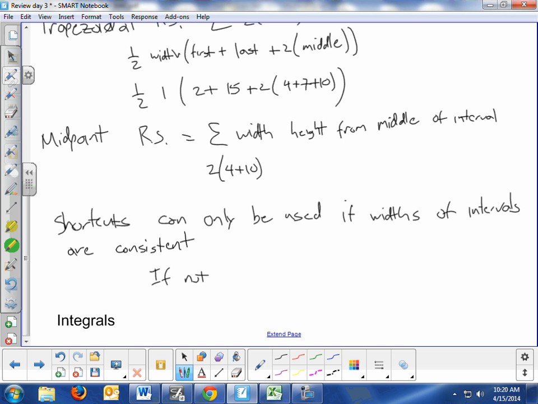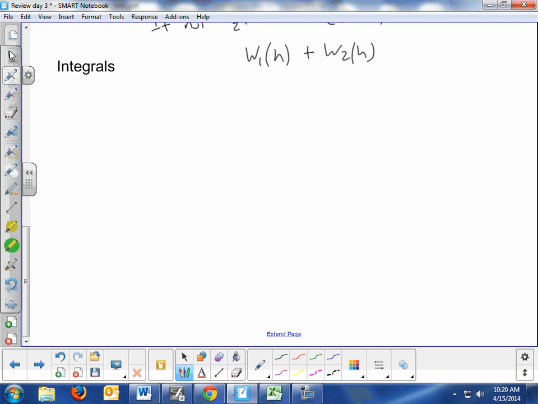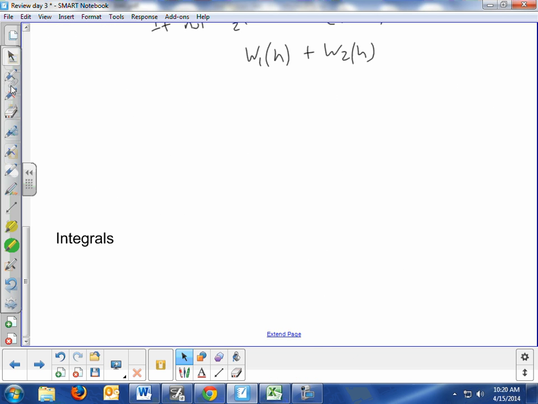you might have to do a bunch of 1/2 base 1 plus base 2 times heights for a trapezoid. You know, you just have to really actually do the calculations. Or you have to do, you know, your first width times your height plus your second width times your height. You can't just factor out the consistent width. Riemann sums are approximations.